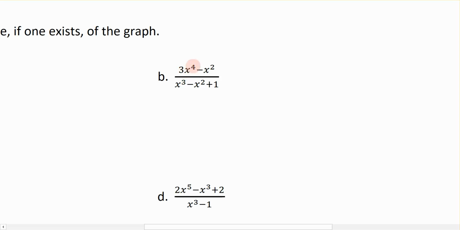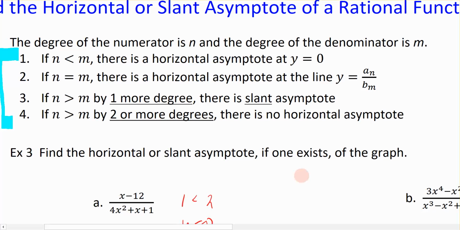Here I have 3x to the 4th minus x squared divided by x cubed minus x squared plus 1. So the degree of the numerator is 4. The degree of the denominator is 3. 4 is greater than 3 by just one more, right? 4 is one more than 3. So if the numerator degree is greater than the denominator by one more degree, we have a slant asymptote.